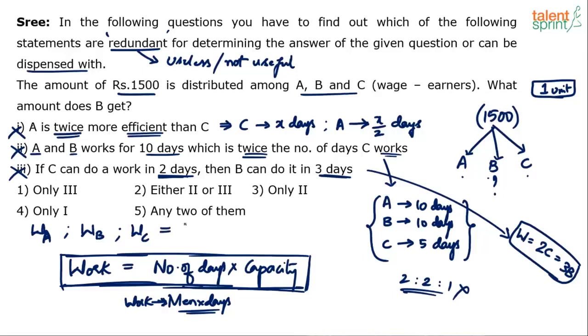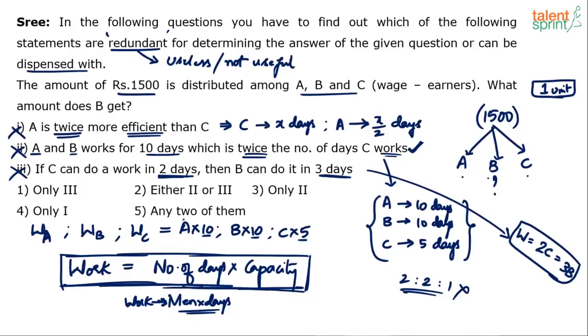Yes or no? These values are respectively A's capacity into 10, B's capacity into 10, C's capacity into 5. See, I am getting this 10, 10, 5 from statement number 2. So statement 2 is definitely required. Can I do away with statement number 2? No. Statement number 2 is definitely required.